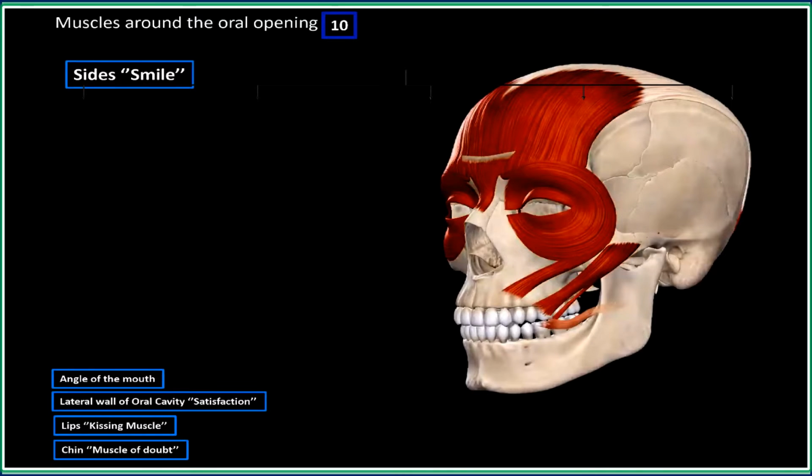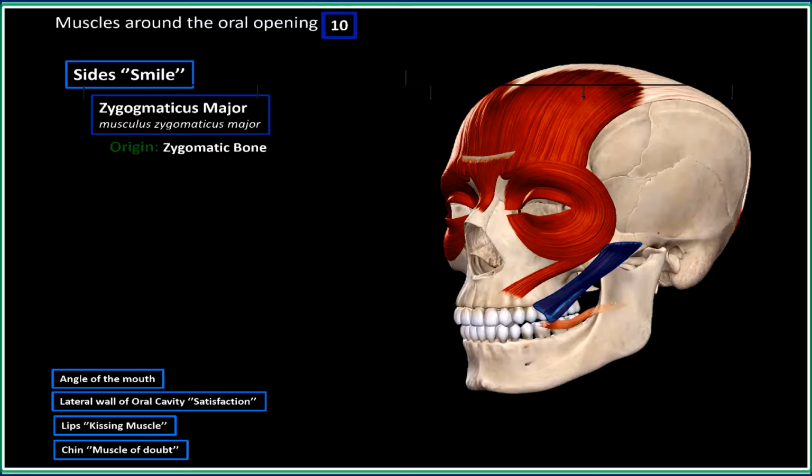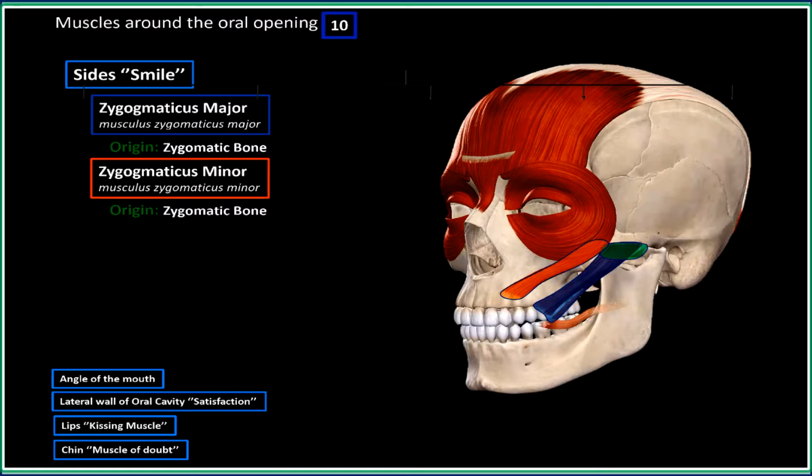All of these muscles have a common insertion point but different origin points. These are the zygomaticus major, which is this one. It originates from the zygomatic bone, as you see here. Then we have the zygomaticus minor, which is this one. It also originates from the zygomatic bone, but more anteriorly.